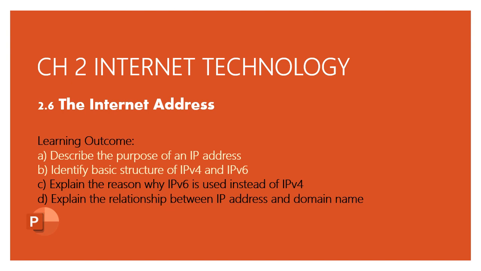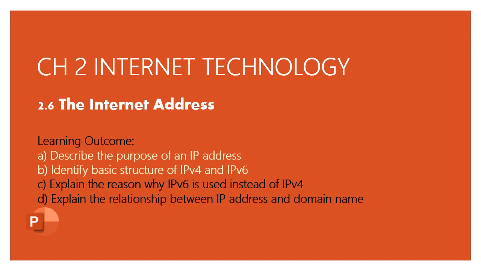So there are learning outcomes to describe the purpose of an IP address, and the second learning outcome is to identify the basic structure of IPv4 and IPv6. The black text learning outcomes, the learning outcome C, explain the reason why IPv6 is used instead of IPv4, and learning outcome D, explain the relationship between IP address and domain name, are both learning outcomes that you should achieve during the tutorial session.